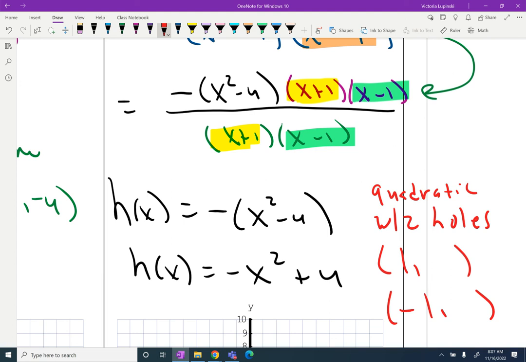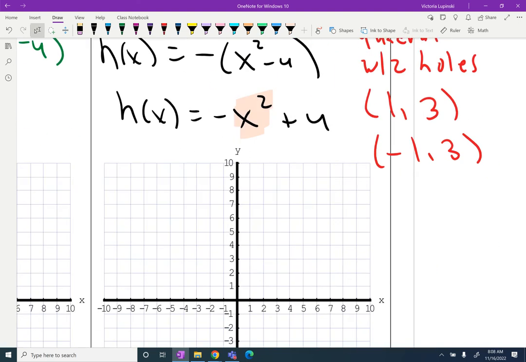In order to find those y values, I'm going to plug in for this x. So if I plug a 1 in, I first square it, then I make it negative, then I add 4. So that is going to give me a y value of 3. And it turns out you get the same y value if you plug in -1 for the same reason. First you would square it, then you would make it negative, and then you would add 4. So this is just a quadratic with 2 holes. I'm going to start with the holes, so 1, 3, and -1, 3.